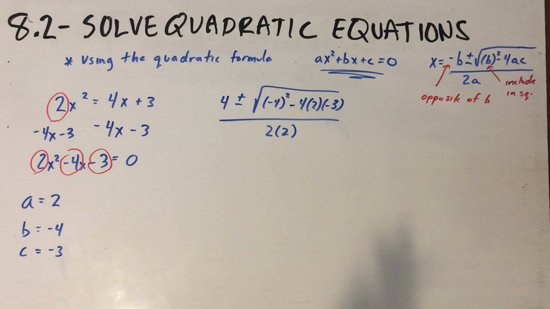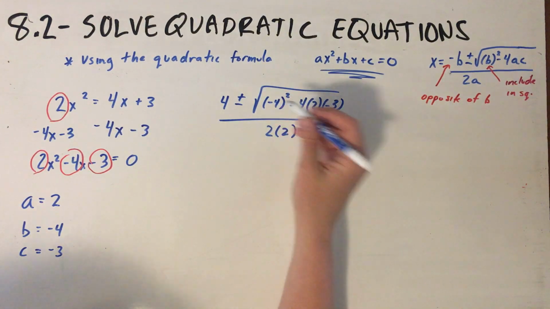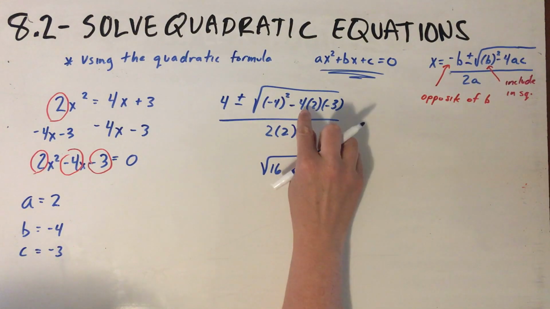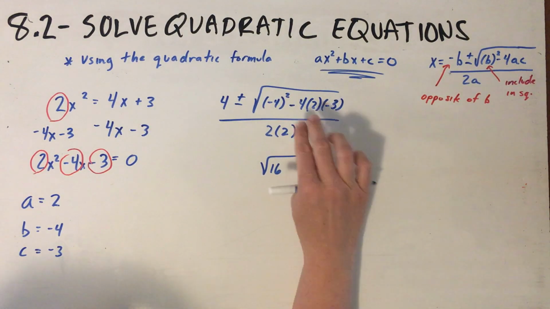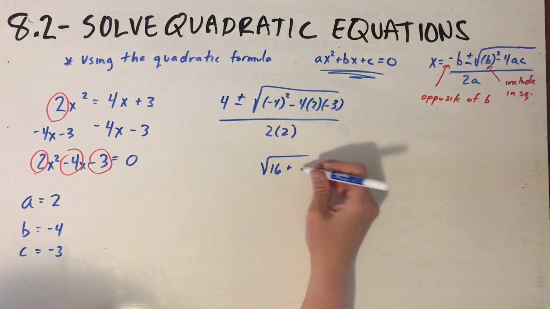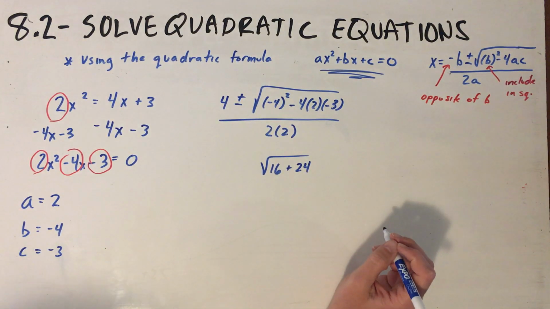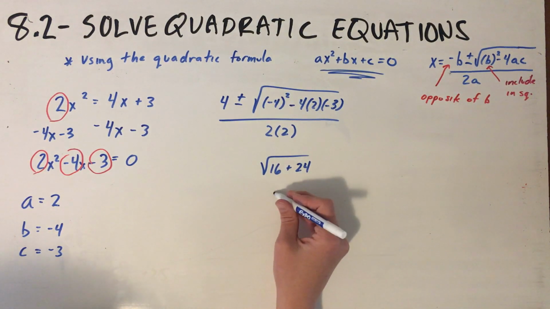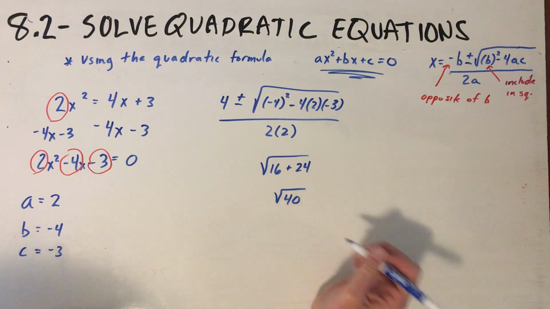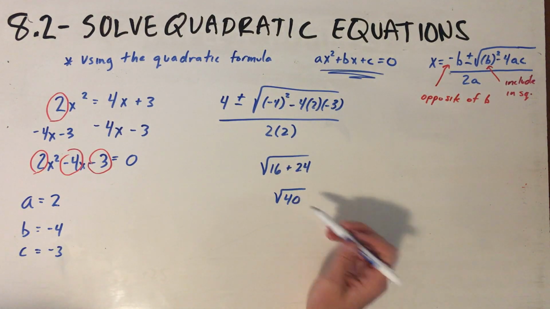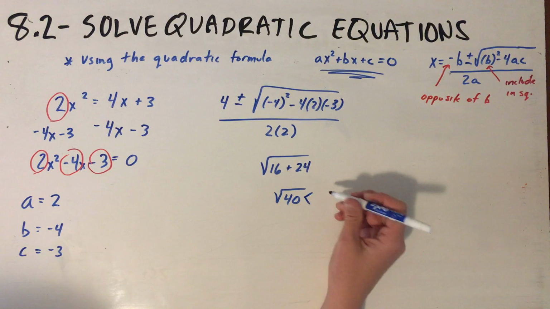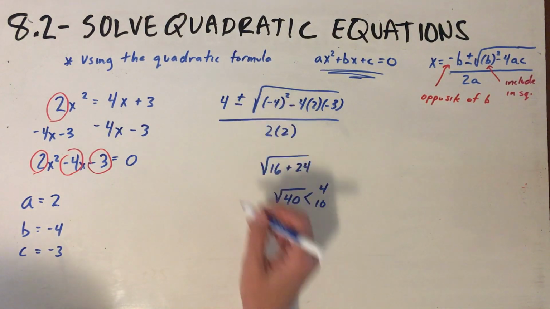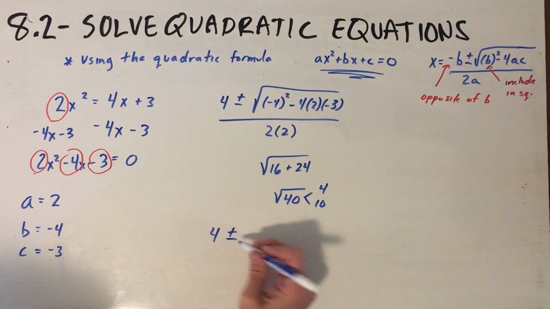Then we're going to simplify underneath the radical. So negative 4 squared is going to be 16, and 8 times 3 is going to be a positive 24. So this would give us the square root of 40, and now we want to break this down to 4 and 10, and now I'm going to plug this all back in and say plus or minus the square root.